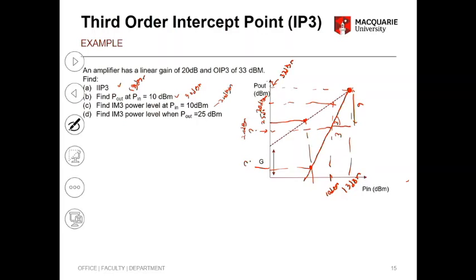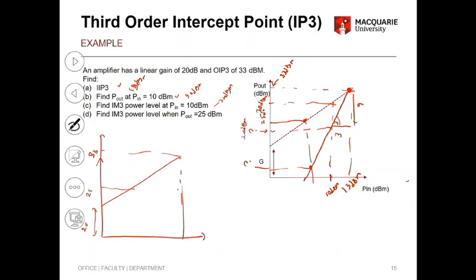So maybe I will draw this again. That's 20. And then we found this is 33. So they're asking at 25. What is this level? So at 25, what is your input level? 5 dBm, right? Because that has to be 25 minus 20, which is 5 dBm. So that's 5, and what is this? It's 13, right? That means this gap here is 13 minus 5, which is 8. Which is this gap, same gap, right? And that's 8.